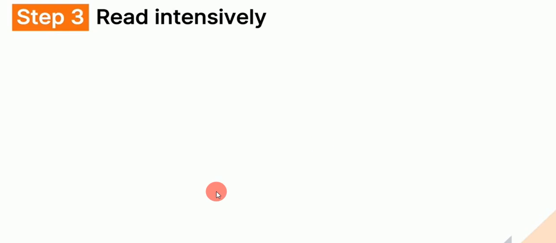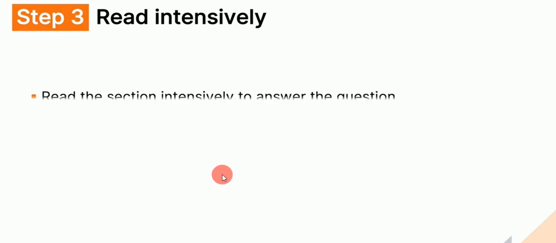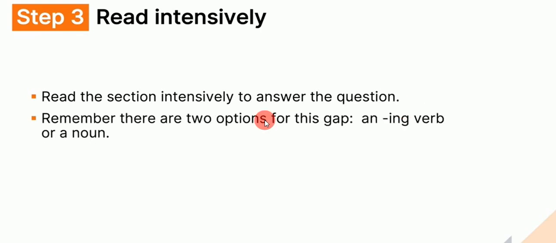Once you have located the correct section of the passage, the final step is to read it intensively to ensure you get the right answer. In other words, you need to read it carefully and slowly. Think back to when you analysed the question. Remember that there were two options for this gap: an ing form or gerund, or a noun or noun phrase. When you find the answer, make sure you copy the words directly from the passage.